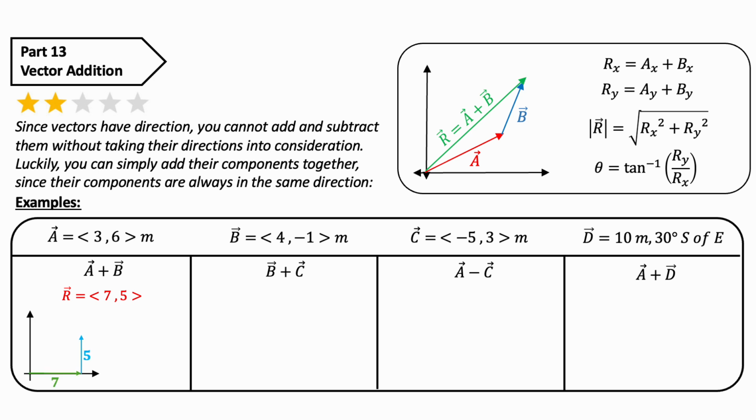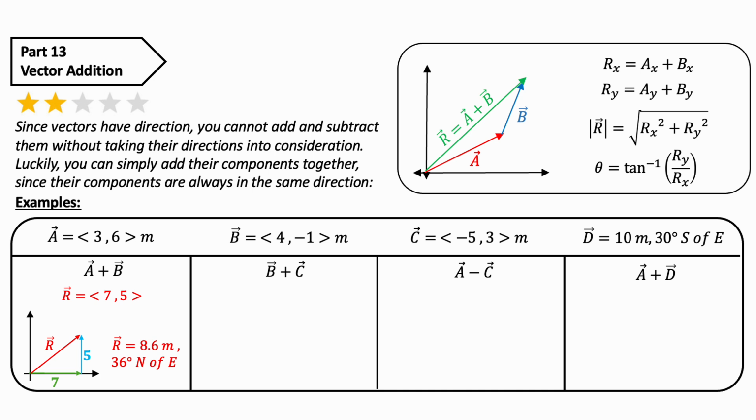And so they're both positive, so we go forward 7, upwards 5. Our resultant is then the starting point to the ending point. We'd label that R, and then go ahead and find the magnitude and direction of that resultant vector. We find the magnitude and direction exactly like we did in part 11 or in part 12 by doing a Pythagorean theorem to get the magnitude. So that'd be the square root of 7 squared plus 5 squared.